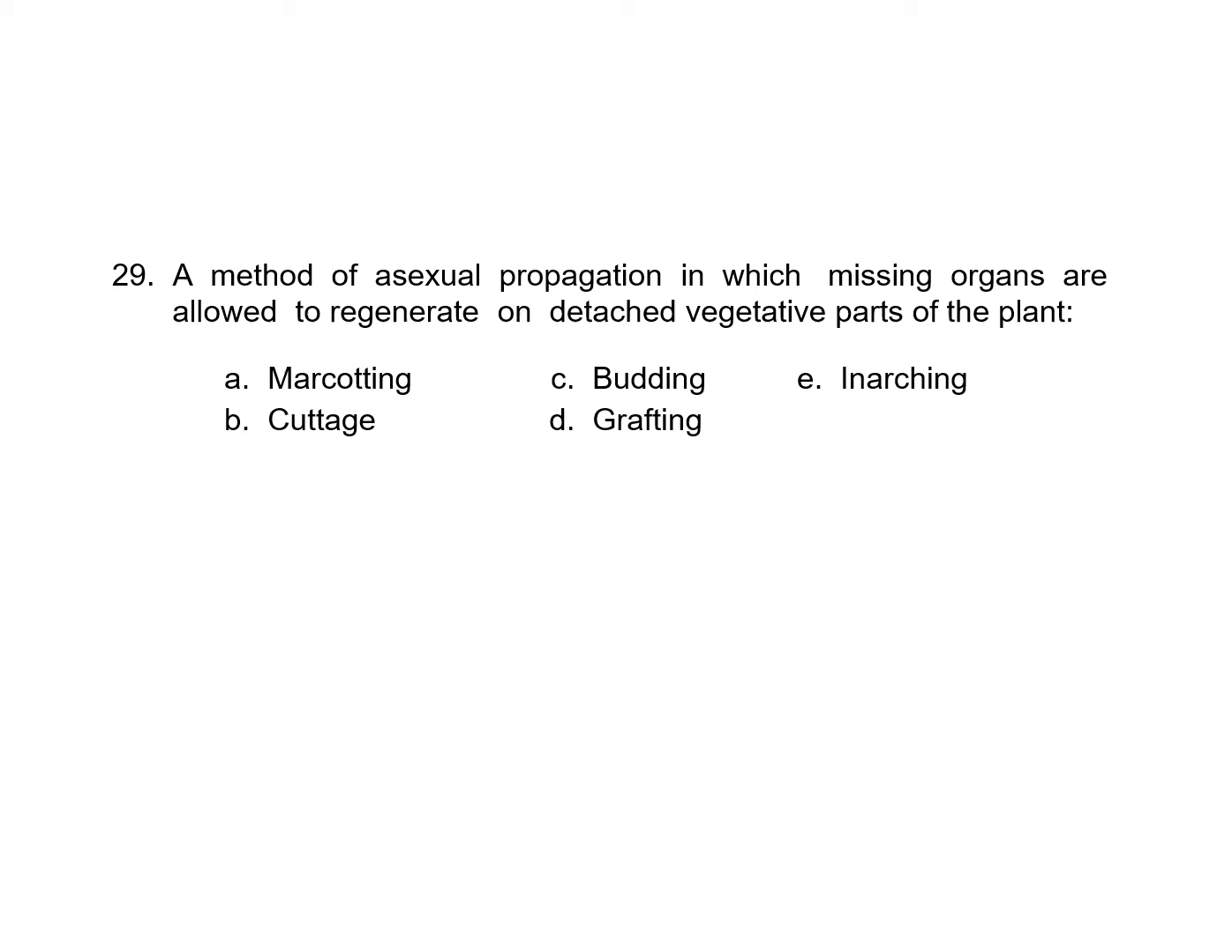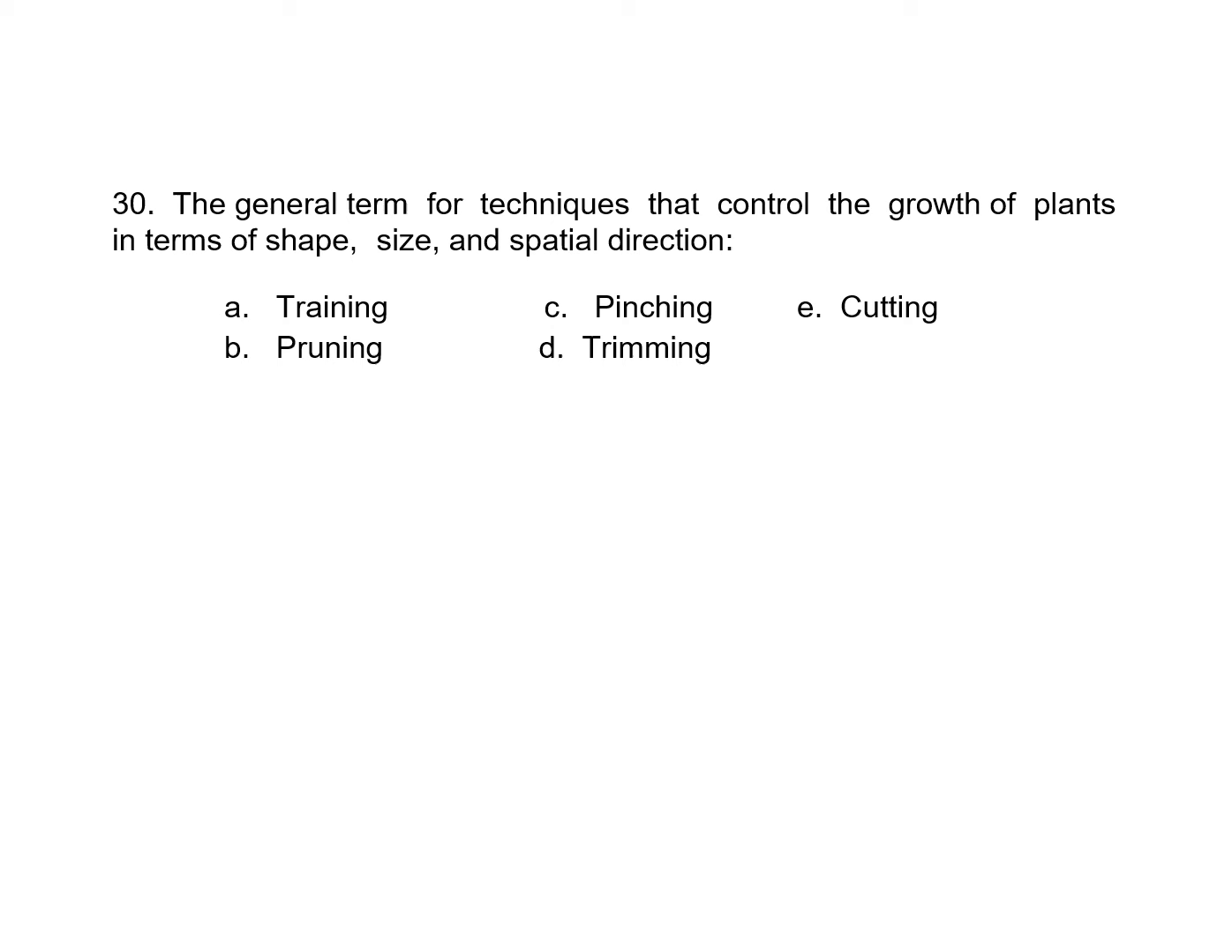Number 29. A method of asexual propagation in which missing organs are allowed to generate on detached vegetative parts of the plant. A. Marcotting, B. Cuttage, C. Budding, D. Grafting, E. Inarching. The answer is cuttage.